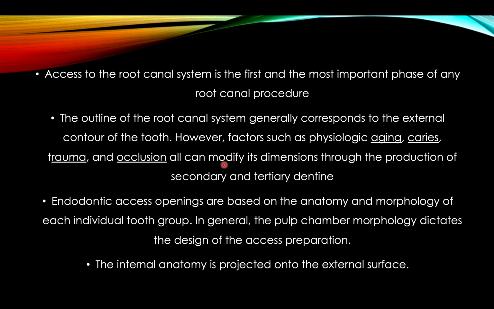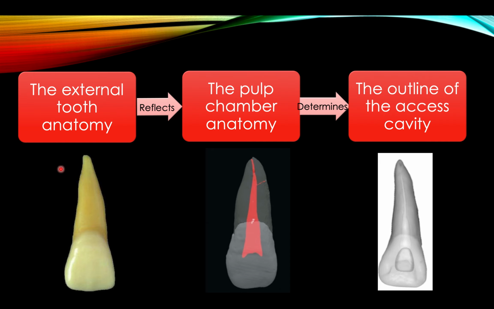This step, the access cavity preparation, is the first and the most important step on which you will build up the other steps of root canal treatment. This is the most important phase during the root canal procedure. Now, the outline of the root canal system is determined by the external anatomy of the tooth. If you look at the external anatomy of a maxillary central incisor, and compare it with the internal anatomy of the same tooth, you will see that the pulp chamber and the root canal system is a reflection or a smaller image of the external anatomy of the tooth.